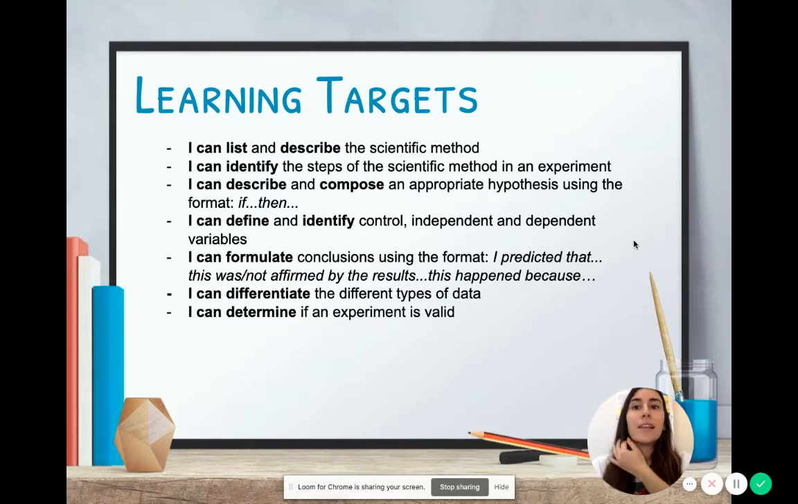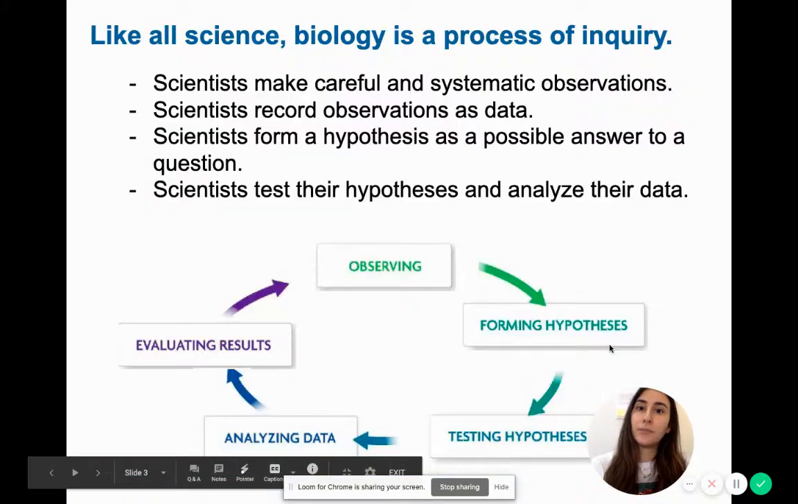By the end of today's lesson, you should be able to list and describe the scientific method, identify the steps of the scientific method, describe and compose an appropriate hypothesis, define and identify the three different kinds of variables, formulate a conclusion, differentiate between the different types of data, and finally, how do you determine if an experiment is valid?